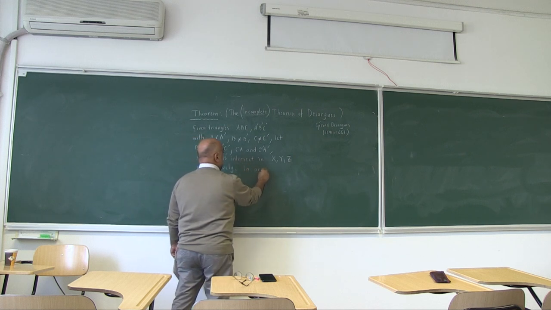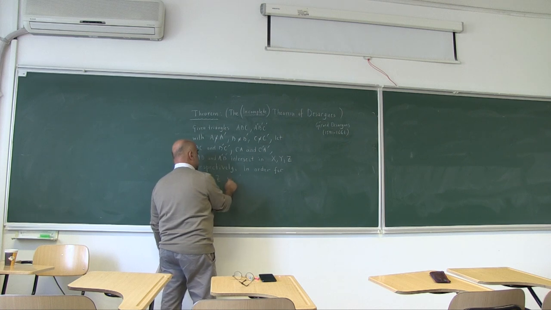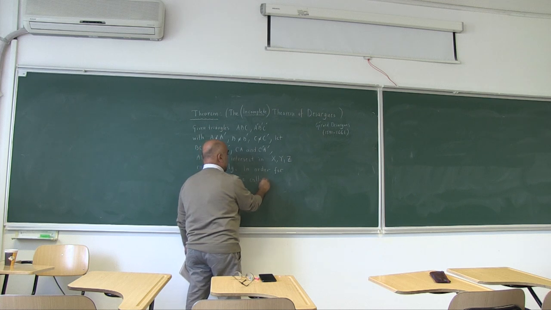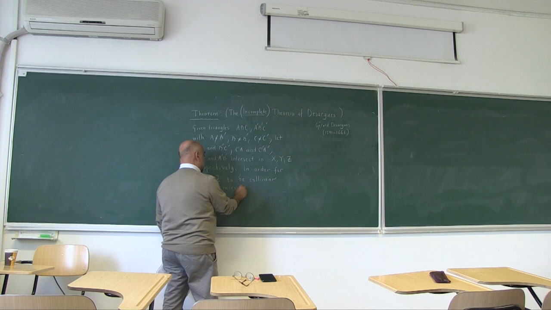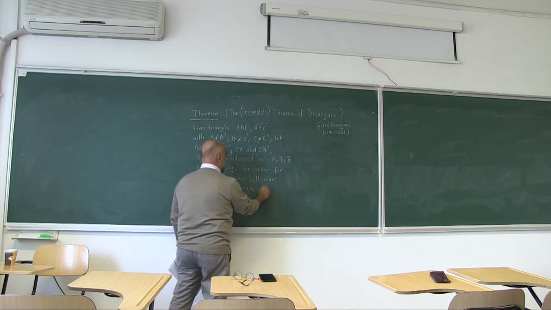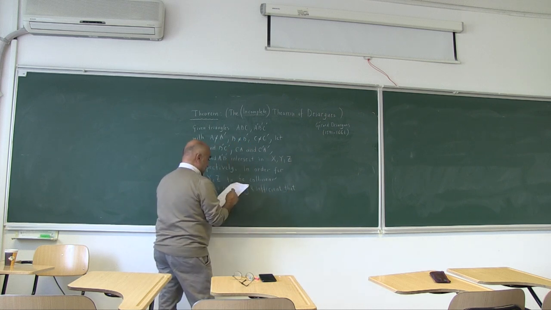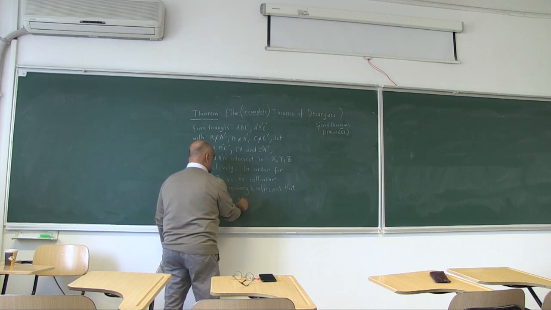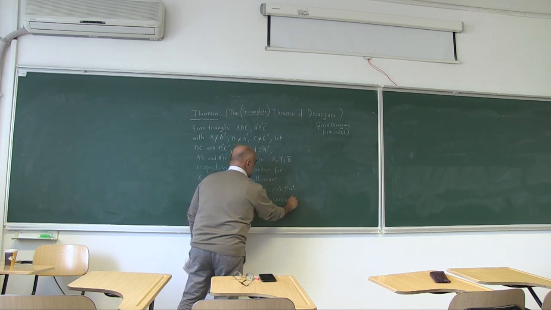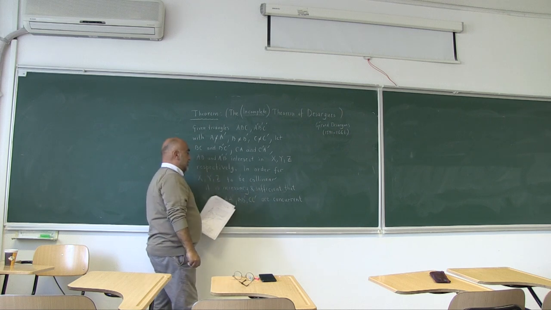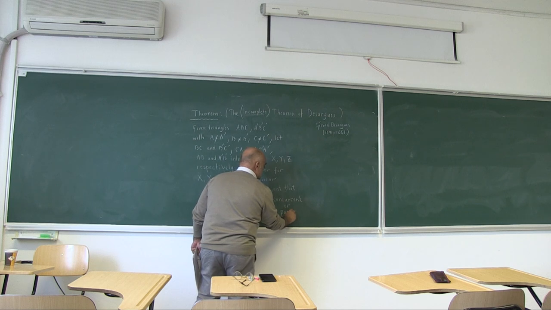In order, so here is the theorem. In order for the points X, Y, Z to be collinear, so in order for them to lie on a single line, it is necessary and sufficient that the lines AA prime, BB prime, CC prime are concurrent. Well, that should have been nice. In order for three points to be collinear, three lines to be concurrent, that should be necessary and sufficient. But that's not the case. Or concurrent or parallel.